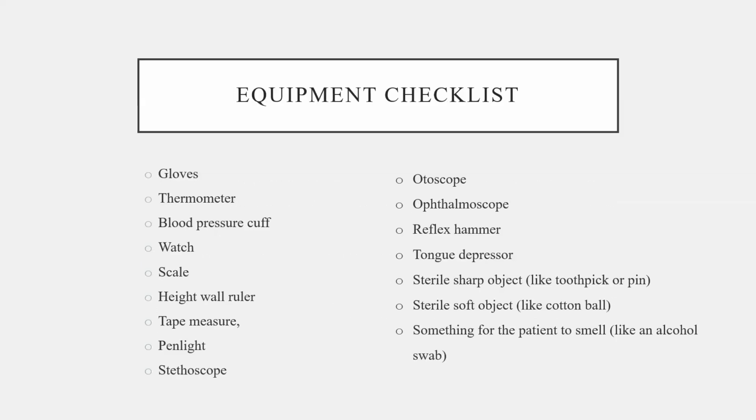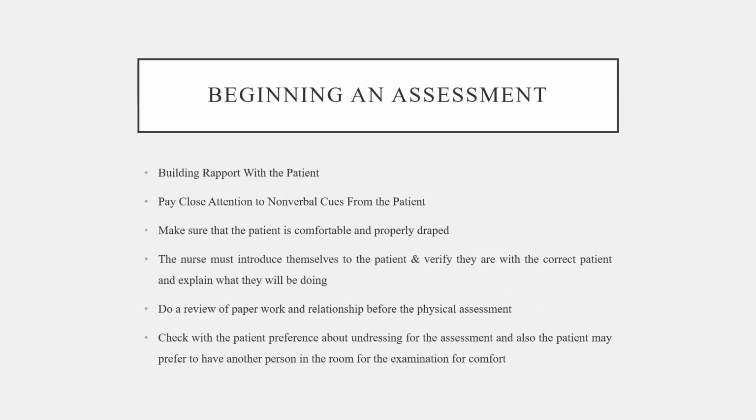The equipment that is needed: gloves, thermometer, blood pressure cuff, watch, scale, head height wall ruler, tape measure, pen light, stethoscope, otoscope, ophthalmoscope, reflex hammer, tongue depressor, sterile sharp object, sterile soft object, and something for the patient to smell, like an alcohol swab.